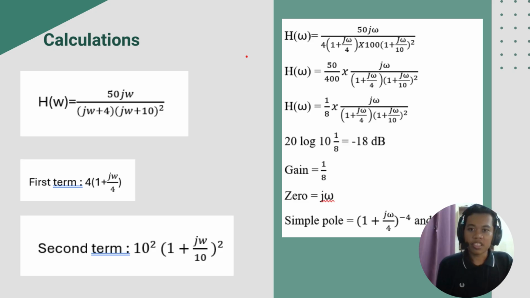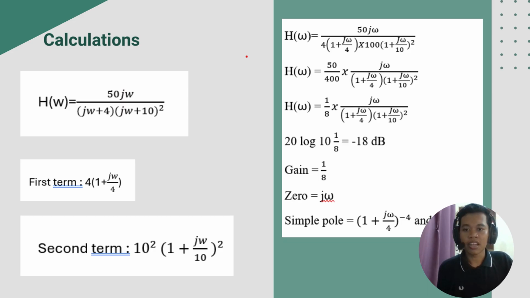We are given the transfer function H(ω) equals 50jω over (jω + 4) times (jω + 10)². So now, to analyze this using Bode rules, our first goal is to convert every linear factor into standard form, which looks like (1 + jω/ωc), where ωc is our corner frequency.